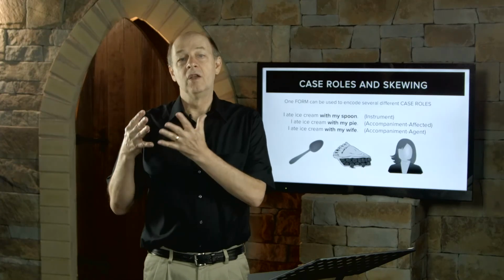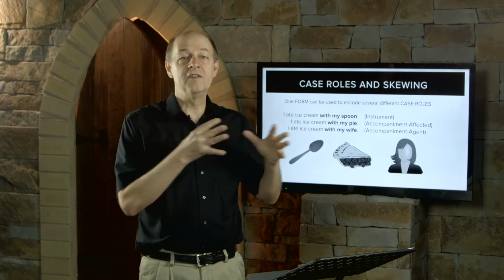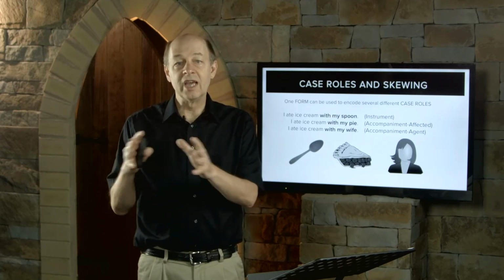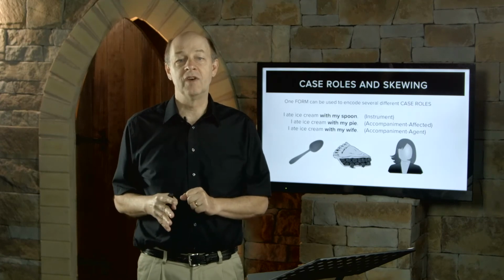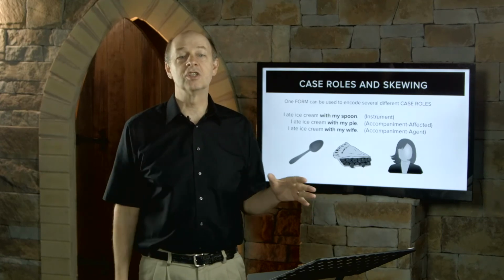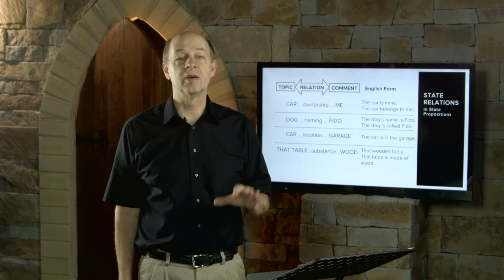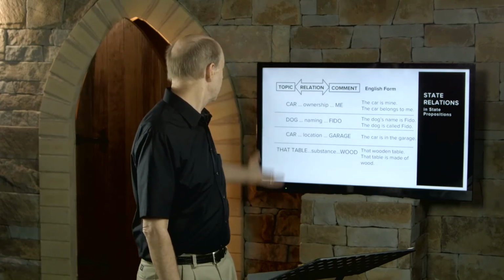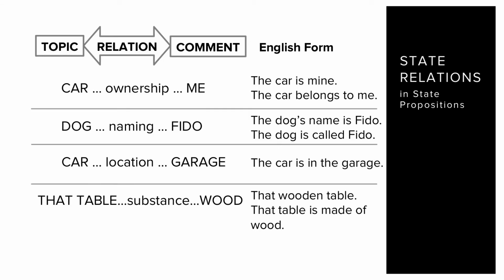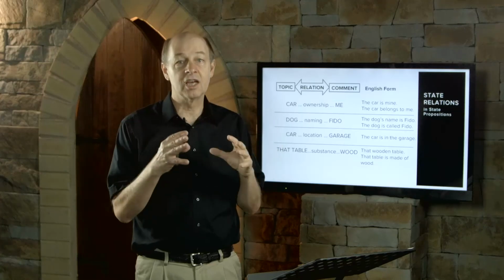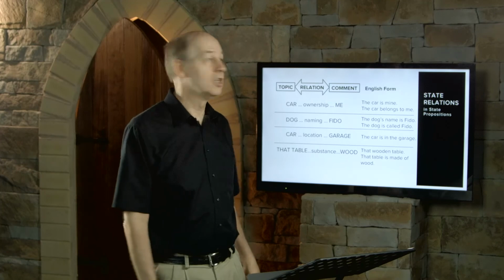Okay, so we have looked at case roles within event propositions. Case roles are the relationships between the concepts within event propositions. In state propositions, the relations between the concepts are called state relations. Here are some examples. If, in a particular state proposition, the topic is car, the comment is me, the relation between these is ownership. This could be stated a number of different ways. The car is mine, the car belongs to me. And of course, the context would determine exactly how it is worded.